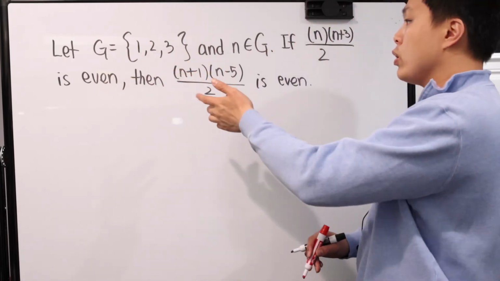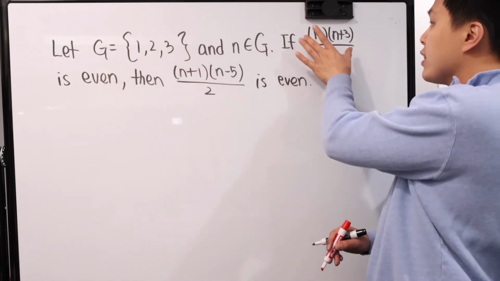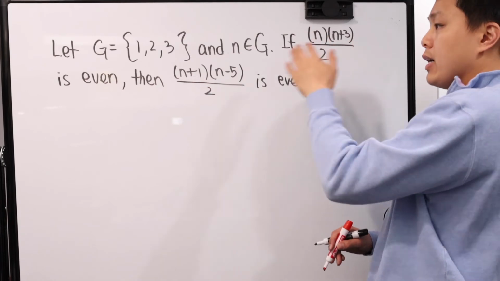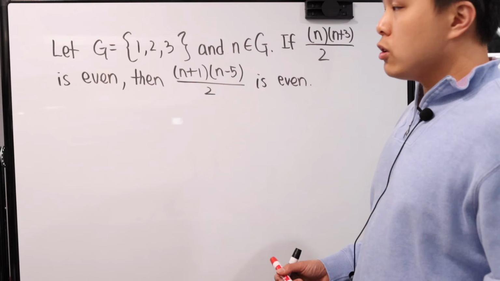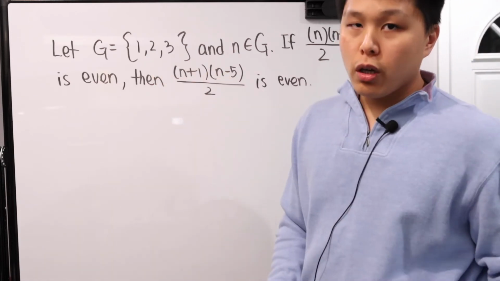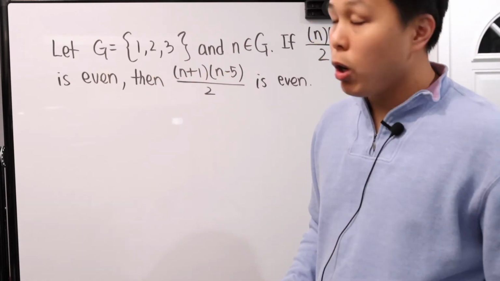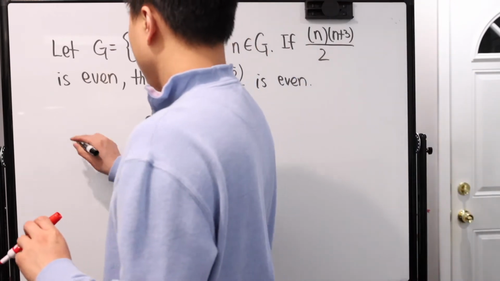So basically n is 1, 2, and 3. We're saying that if this entirety is even, then this is even. That's what we want to show. Okay, well, if we don't know what else to do and we know that n is going to be one of those three numbers, why not just test them all? Let's just do the first one.